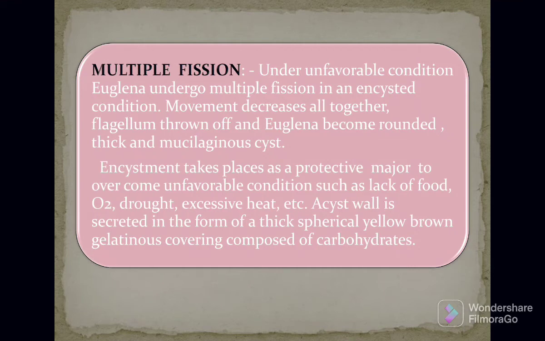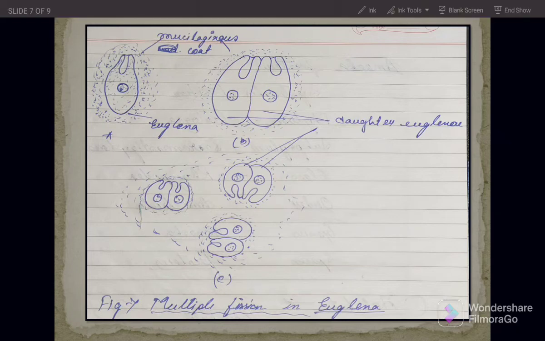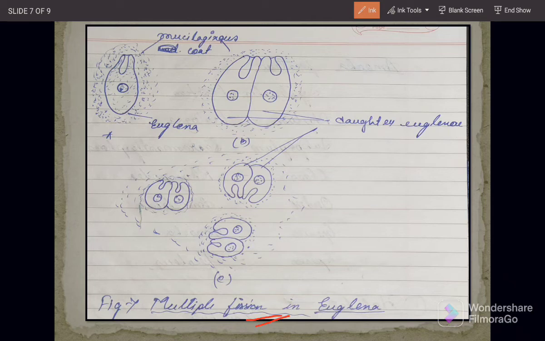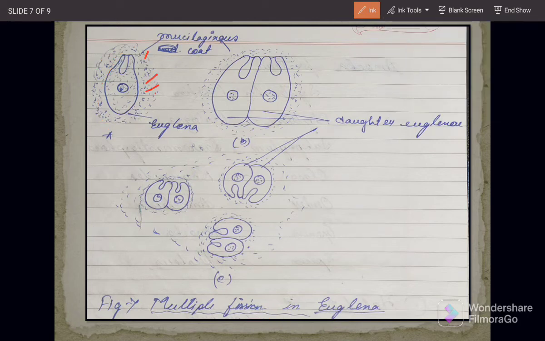Now I will show you the diagram of multiple fission in Euglena. You can see this is Euglena. There is no flagella, the flagella is thrown off. It becomes round in structure, with a mucilaginous coat. You can see this is the mucilaginous coat.